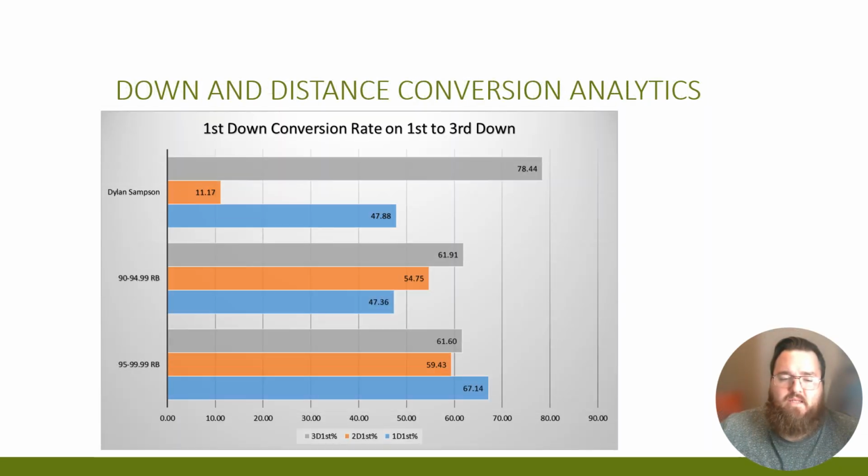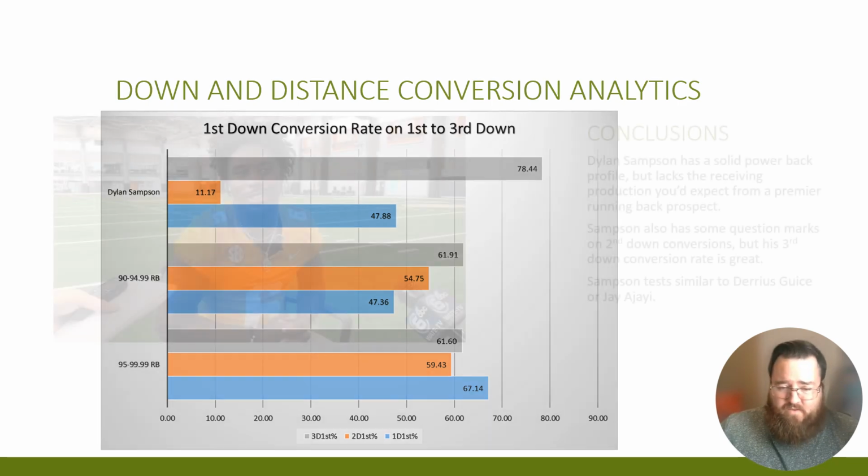And then of course, you get to his down and distance conversion analytics. Based on this area, he's 78 percentile in terms of his third down conversion rate, which is very good. But his second down numbers are 11 percentile, and then first down is 47 percentile. So again, inconsistent, which kind of shows up in his data as well in terms of his conversion rate. Good numbers on third down, but second down, 11 percentile, which is very low, and then 47 percentile in first down situations.